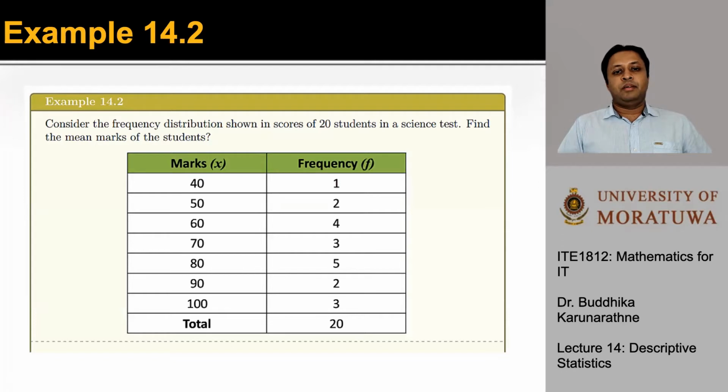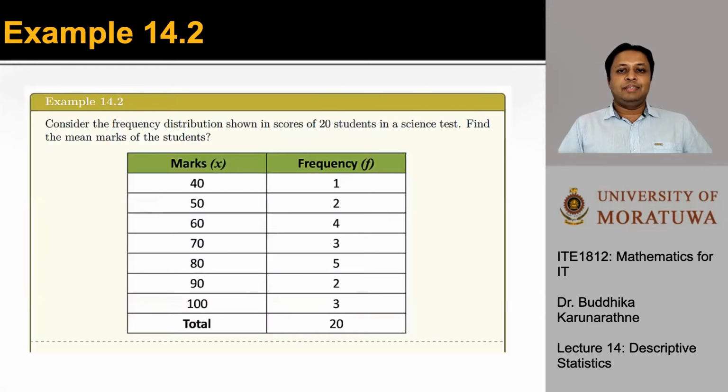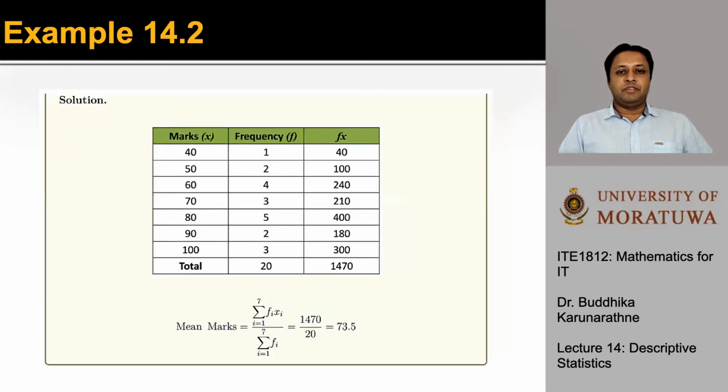We have in this table marks given by X and the frequency. Students having marks 40 would be 1, 50 would be 2, 60 is 4, and so on. You have 20 students in total, and you have to find the mean marks of the students. So how do you do that? You need to calculate the F times X values for each instance. F is the frequency, X is the mark value. For the first instance, you multiply 40 by 1. Second instance, you multiply 50 by 2, which gives you 100. 60 by 4 gives you 240, and so on. And you take the sum of all the FX values. And you have the total frequency, which is 20, the number of students.